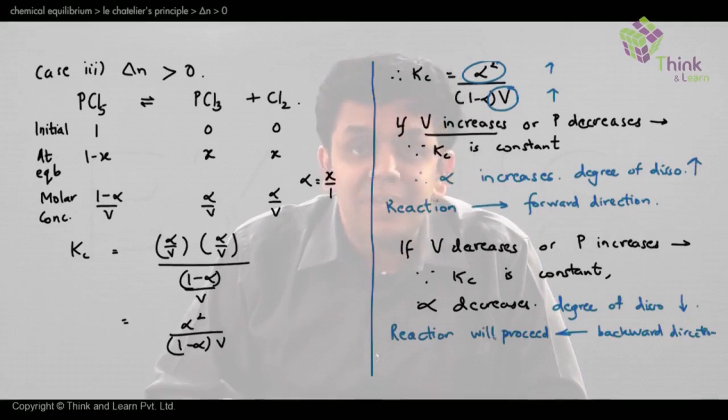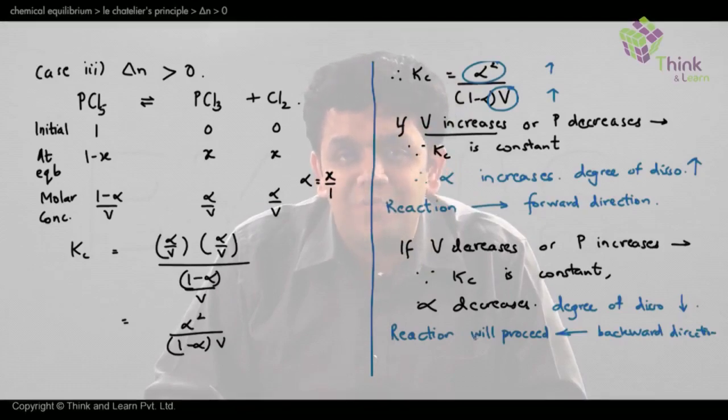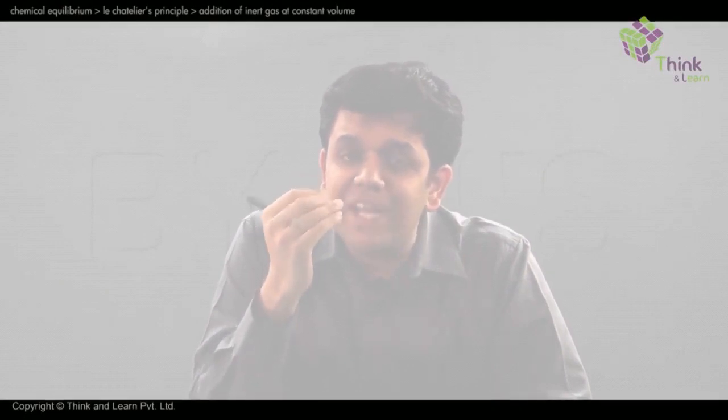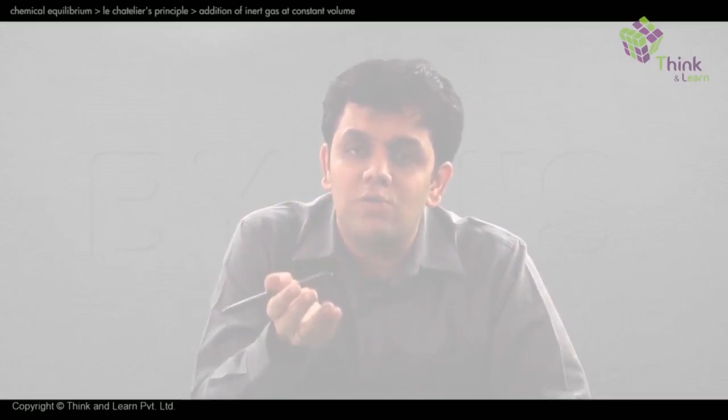Got it? So this is the impact of delta n greater than 0 and the impact of increasing pressure or volume. Let us understand the application of Le Chatelier's principle if an inert gas is added to the reaction. Now, what is the implication of inert gas addition to the reaction? Essentially, in a gaseous reaction, you are adding some more moles of an inert gas. Case 1, let us study the impact of addition of inert gas at constant volume.